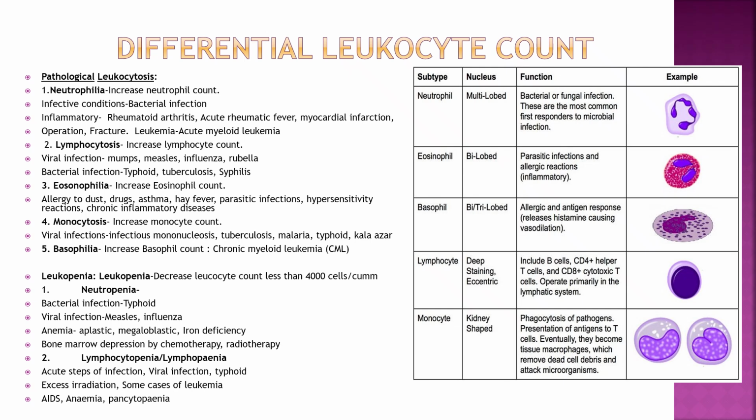When the WBC count is less than 4000 cells per cubic millimeter, it may be due to neutropenia, that is decreased neutrophil count, and it is seen in bacterial infection like typhoid, viral infection like measles, influenza, in anemia like aplastic anemia, megaloblastic and iron deficiency anemia, or bone marrow depression because of chemotherapy, radiotherapy. Then lymphocytopenia, because of viral infection or typhoid or excess radiotherapy or leukemia, AIDS, anemia, pancytopenia, you can see lymphopenia.